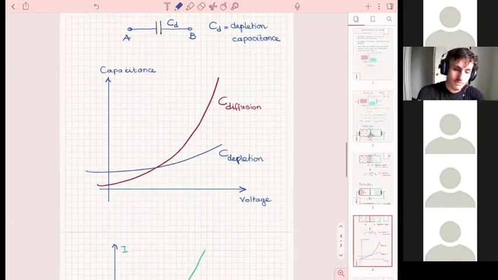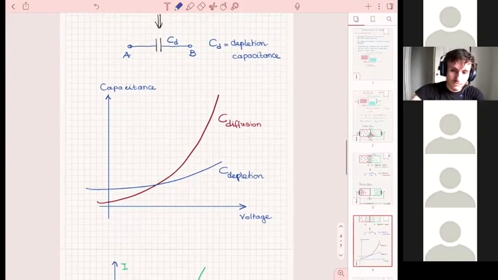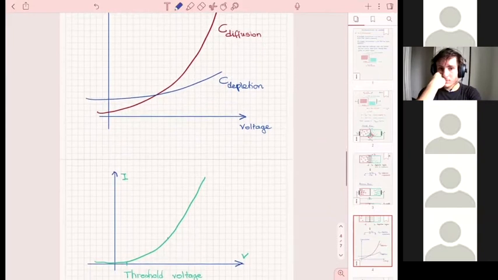So what that creates is the following. When you look at the voltage and the capacitance it creates, the diffusion capacitance, which practically creates a small and narrow depletion region, is going to be much higher, and it happens with forward voltages. And the depletion capacitance, which creates a much bigger region, is going to be much lower, and it happens for all small voltages and for the reverse bias when you go to negative.